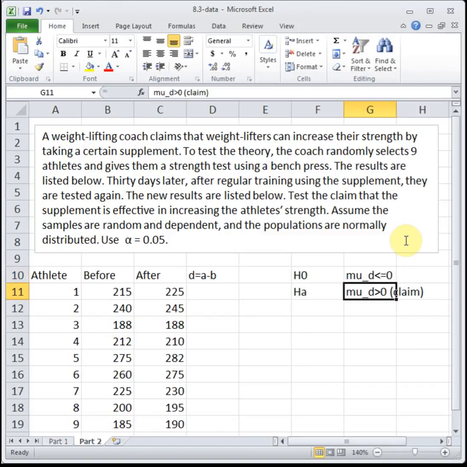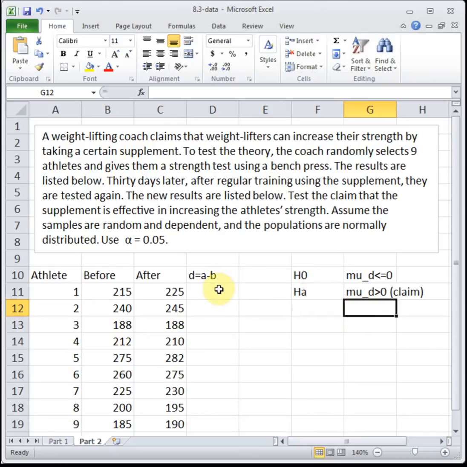So again, because I set it up after minus before, if the after is bigger, it's going to be a positive number. So big minus little gives us a positive number, so that means our claim is that the difference is greater than 0. And it goes in H sub A because there's not an equal to sign, so the H naught is the complement, mu sub D is less than or equal to 0.